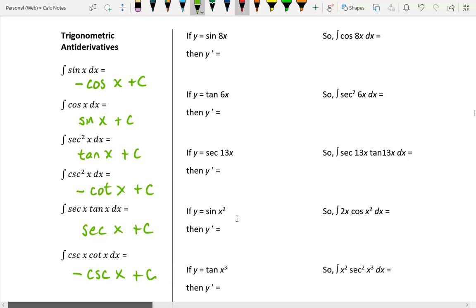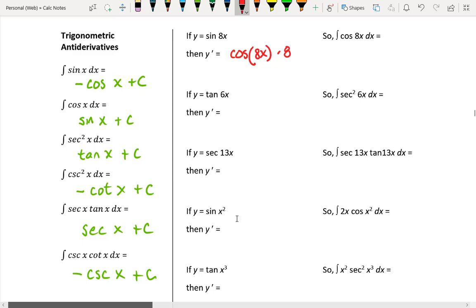So we're going to start out with y equals sine of 8x. We know that y prime, so I would take the derivative of sine of 8x. So that would be cosine of 8x. And then I would also multiply that by the derivative of the inside material, so that would be times 8. Okay. Likewise, if you were to take the integral of cosine of 8x, that means that I should get sine of x back, just like on the left side over here.